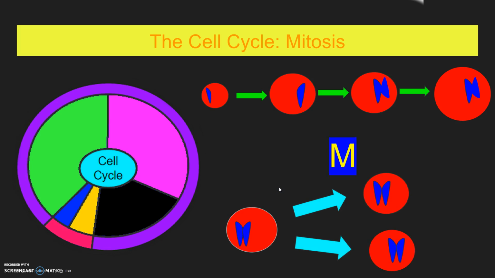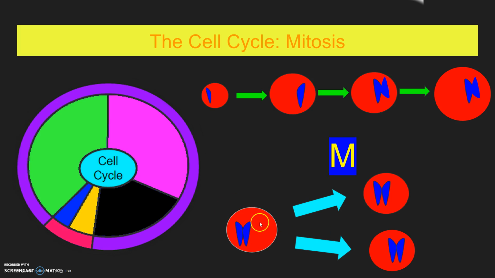M phase here, it's a thorough process, but it involves mitosis, which is the separation of the nucleus, and cytokinesis, the separation of the cytoplasm, and thus the entire cell. So I'm going to dumb this down into a simple process, though it is actually a thorough one.